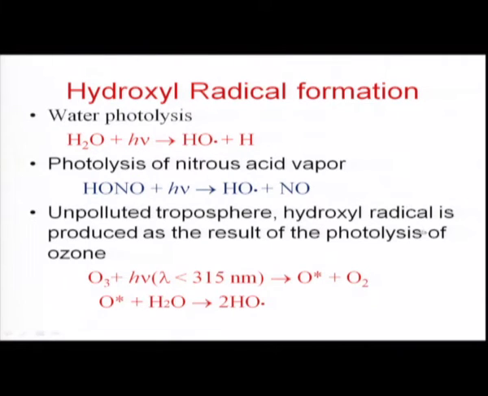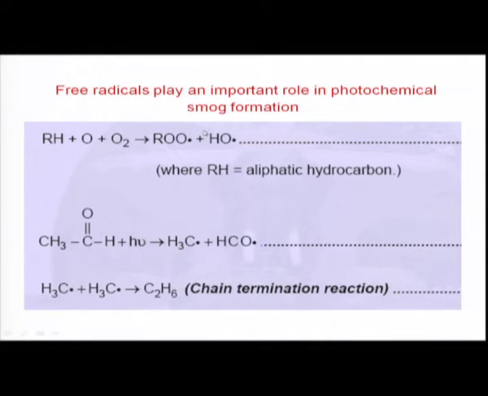In the unpolluted troposphere, hydroxyl radical is also produced as a result of photolysis of ozone. Ozone can absorb light and dissociate, as I told you before. This atomic oxygen can react with water to generate hydroxyl radical. So, hydroxyl radical is generated in the lower atmosphere, especially the troposphere, through photolysis of water, photolysis of nitrous acid, as well as reaction of ozone with water. This free radical species with the unpaired electron is one of the very important chemical species, and these free radicals are very important in smog formation. We are going to see a little later how smog is formed in the atmosphere.